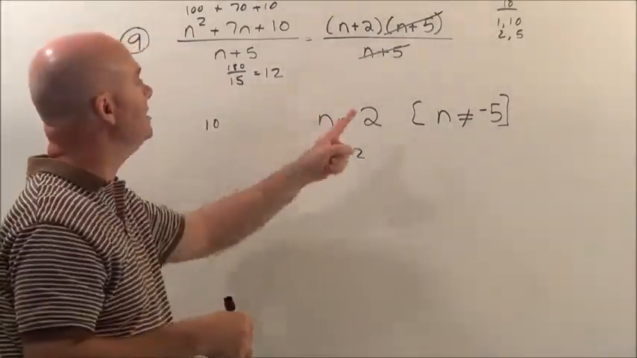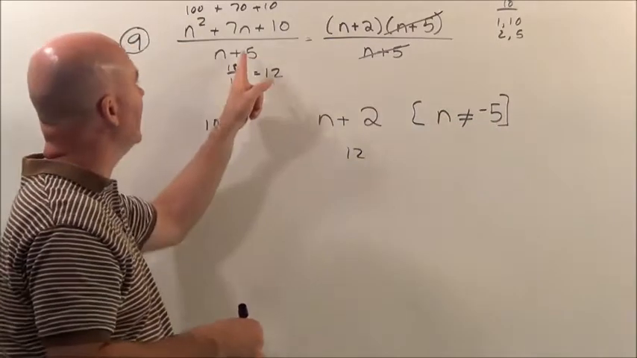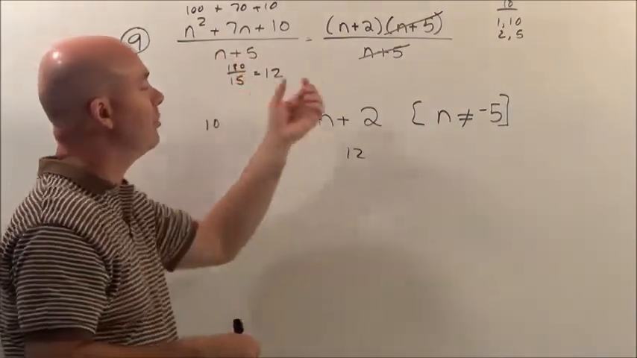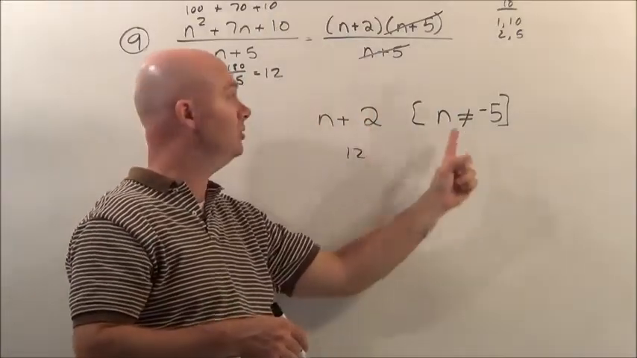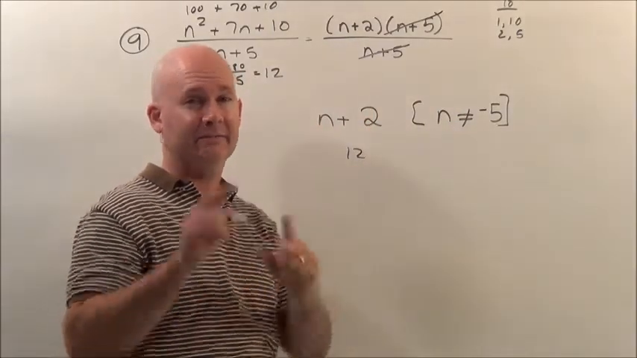But we had to make the note that you're not allowed to plug negative 5 in because it wouldn't work in the original equation. So we've got to make a statement there to say, hey, this is what it simplifies to, but don't you let n be negative 5. There you have it.